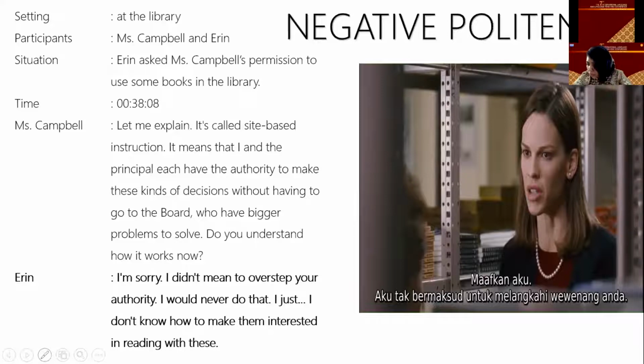So she implemented negative politeness by saying, "I'm sorry, I didn't mean to overstep your authority. I would never do that. I just," and then she just went to the direct statement. So before she came to the direct statement, she implemented negative politeness by saying sorry to Miss Campbell so that she could recover Miss Campbell's face that was already threatened.